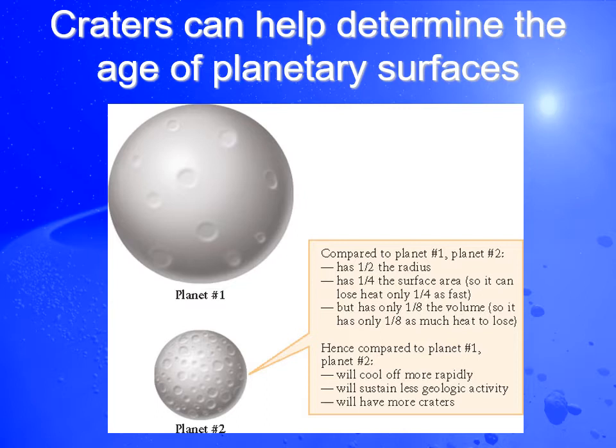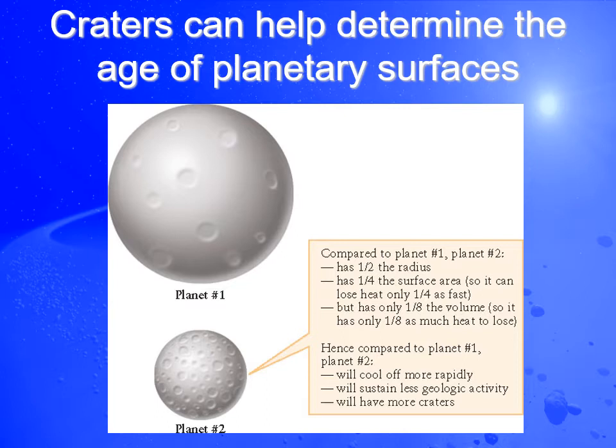And so there's parts of the Moon that are very smooth where the volcanoes resurfaced it, and so there's fewer craters there. But places that were not resurfaced have lots of craters. So by counting the number of craters, you get an idea about how old the surface is.